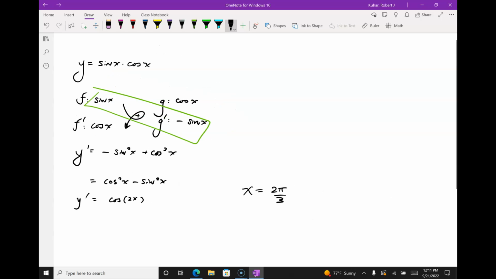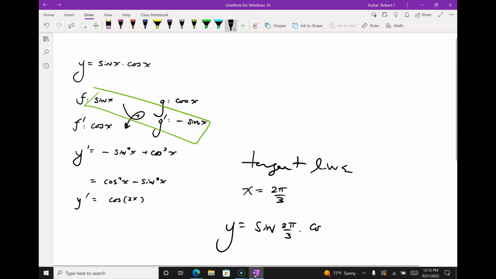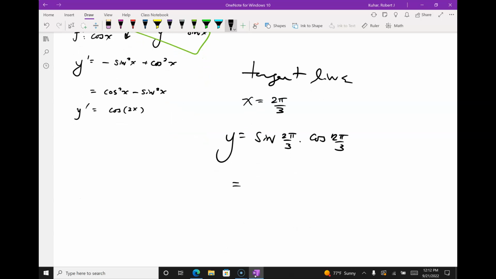How do I get the y value? Plug it into the original function. So sine of 2 pi over 3 times cos of 2 pi over 3. Sine of 2 pi over 3 is positive, but cos is negative. Sine of pi over 3 is square root of 3 over 2. Cos of pi over 3 is 1/2. So I have a y value of negative rad 3 over 4.